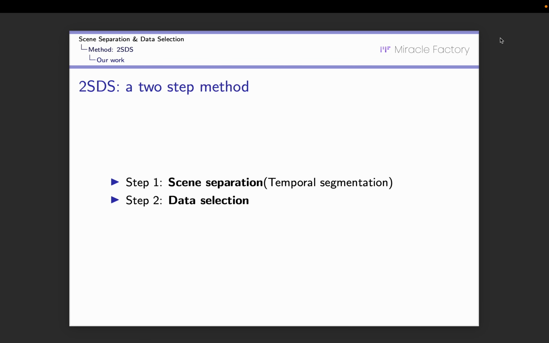What we want to talk about next is actually the methodologies behind the 2SDS. Essentially, the 2SDS is a two-step method. Step one is scene separation, otherwise known as temporal segmentation. The second step is data selection. Our focus today is mainly going to be the scene separation part.